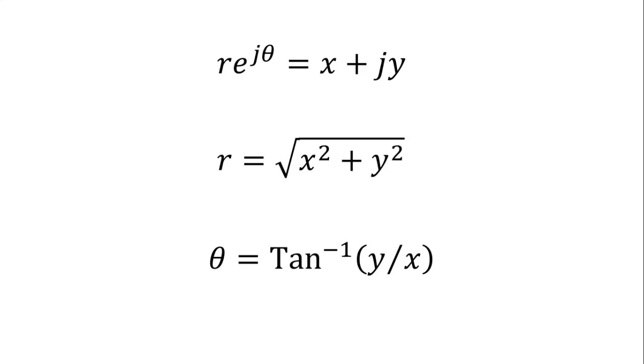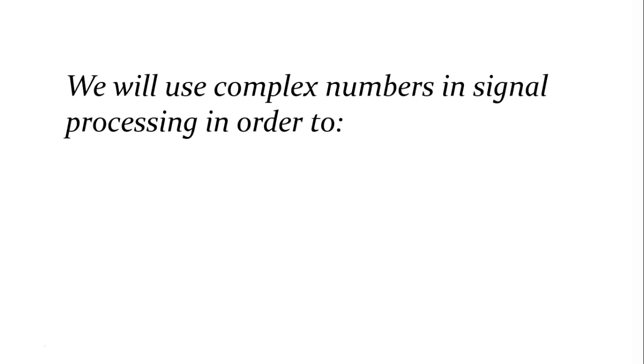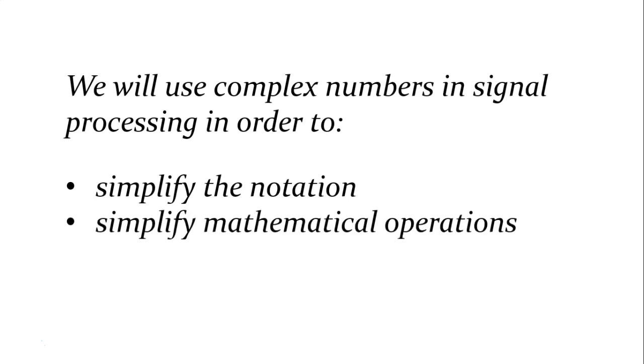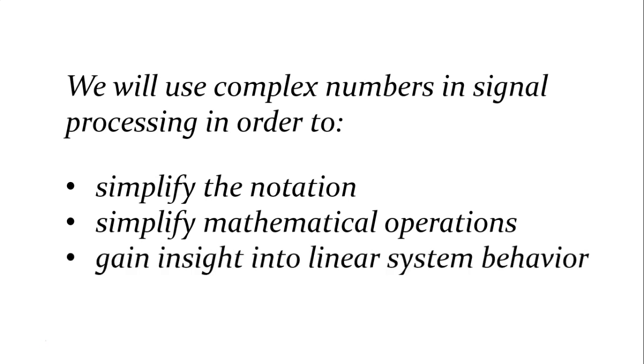By taking the individual signs of x and y into account, using the two-argument form of inverse tangent, we can recover the principal value of theta, which is in the range minus pi to plus pi. In signal processing, we use complex numbers to simplify notation and to make it more compact, to simplify the mathematical operations, and also to gain insight into linear system behavior by examining the complex valued roots of polynomial expressions.